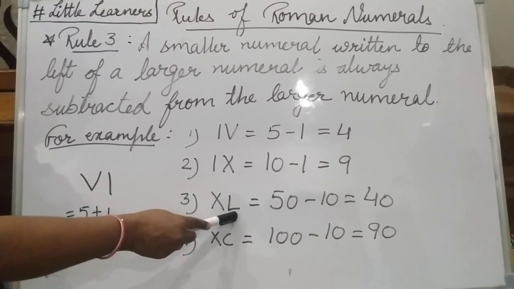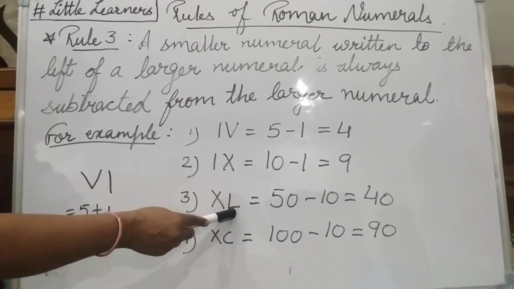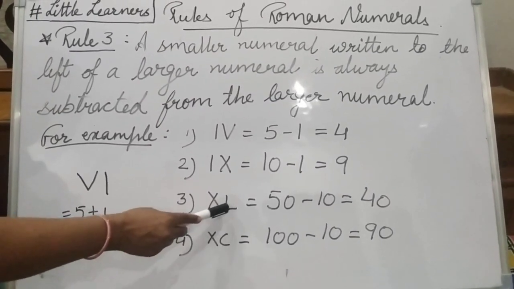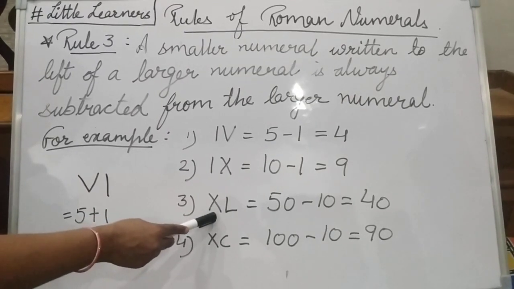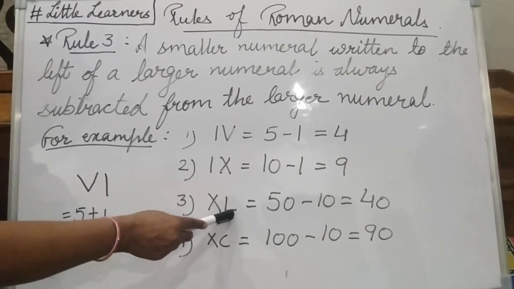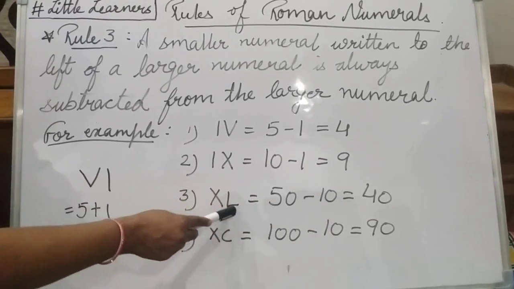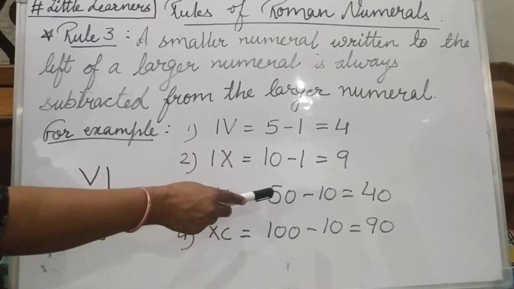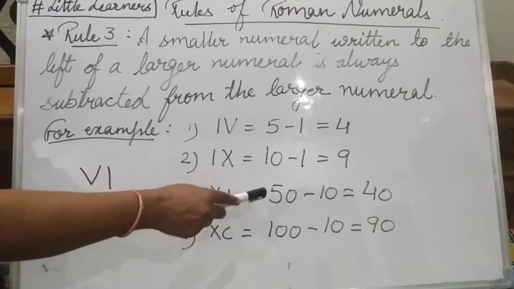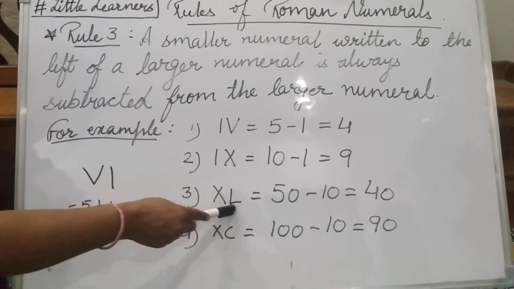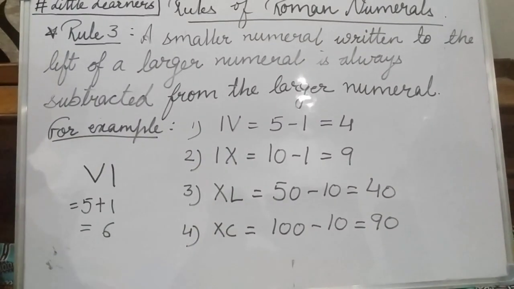Now see the next example, XL. L, I told you, is the symbol used for 50. And X we use for 10. So X is written on the left of L, which is greater. So L is 50, we need to subtract X from it. That means 10. So when we subtract 10 from 50, the answer will be 40. So we write XL, 40.